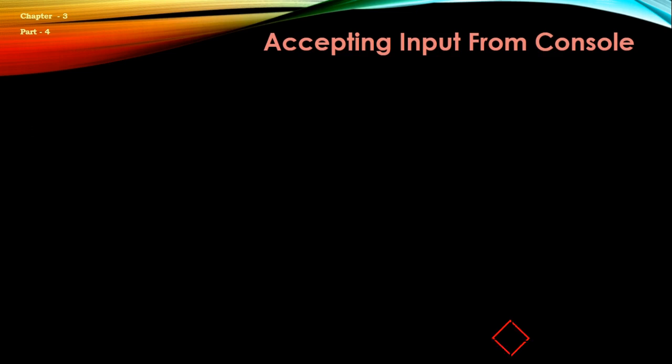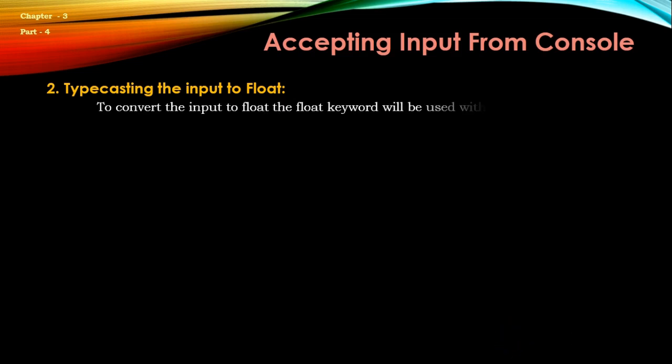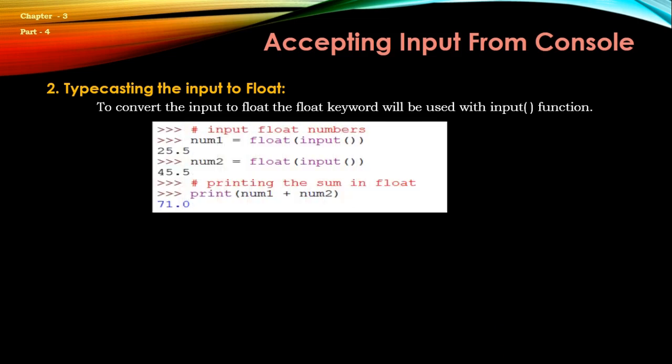We'll see one more example, that is typecasting of input to float. To convert the input to float, the float keyword will be used with the input function. Let's see, input float numbers. The same example is there, but with a little change. Now num1 is equal to, instead of int we write float, because we have to take the value in the form of float, that is decimal, in a bracket input.